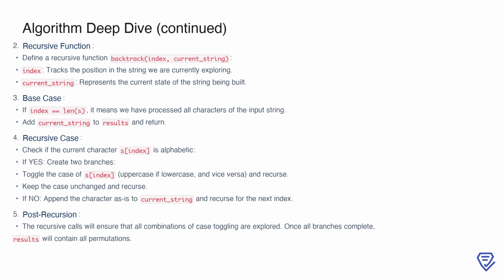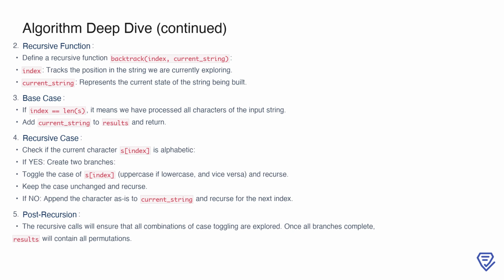Next, we define the recursive function, which is the core of our backtracking approach. The function, backtrack, takes two parameters: the index, which tracks the current position in the string, and current_string, which represents the string we are building at that point in the recursion. The base case for this recursion is when the index reaches the length of the input string. At this point, we have processed all characters, so we add the current_string to the results list and return.